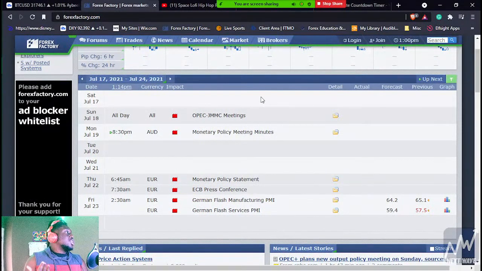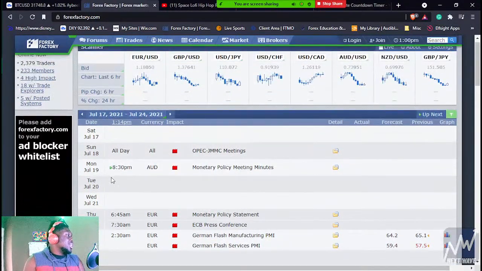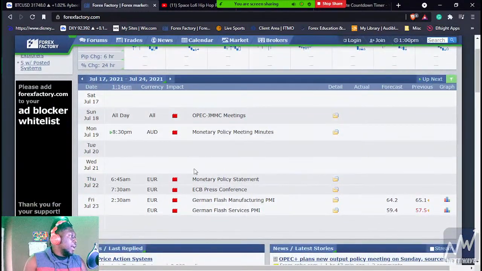So Sunday, which is not a trading day necessarily for some parts of the world, but for us in the Northern Americas and Southern Americas, this will be on a Sunday. There are OPEC JMMC meetings, which is for oil. Monday there was AUD news at 8:30 p.m. Central Standard Time, and that's for monetary policy meeting minutes for the Australian dollar. Tuesday and Wednesday, no high impact news.